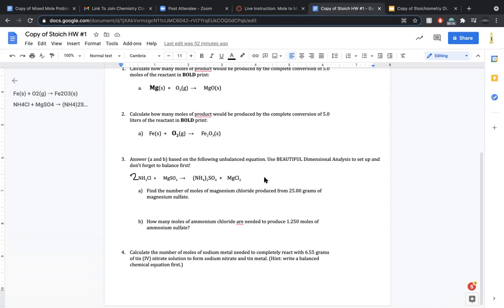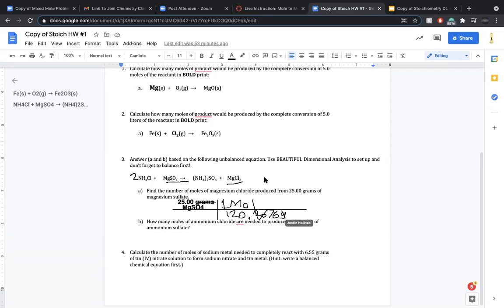So the dimensional analysis is going to go like this. Of magnesium sulfate. And then we want magnesium chloride. Magnesium chloride is right there, magnesium sulfate is there, so they have that 1-to-1 ratio. So it's going to be 1 mole. Oh, hang on a second. We're going to need to convert grams to moles first. So magnesium sulfate has a molar mass of 120.3676 grams for every mole. So we're going to put 1 mole on top and 120.3676 grams on the bottom.